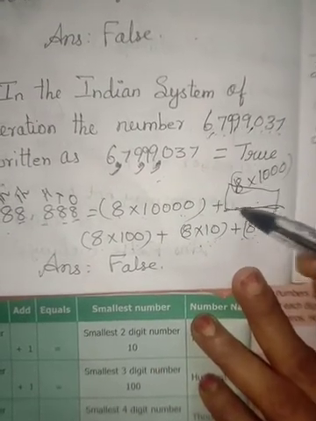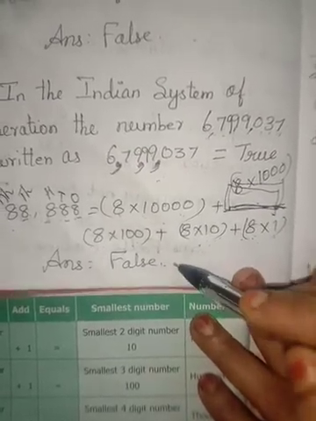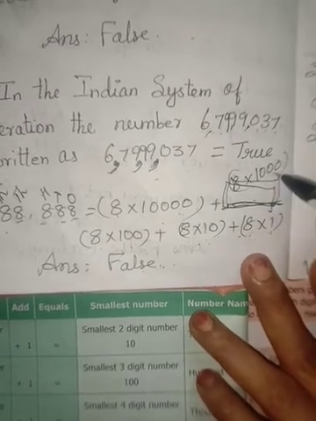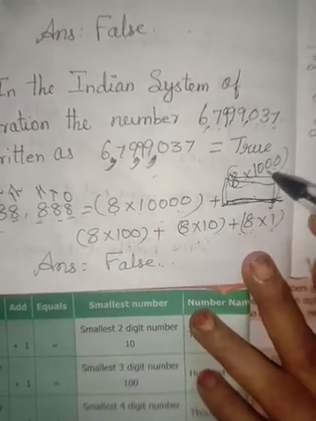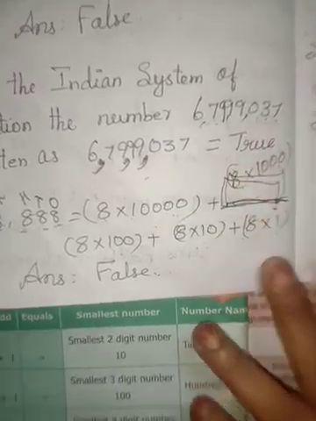Here one term is missing. That's why we can say that the statement is false. What is the missing term? The missing term is 8 into 1000. They are missing the 8,000. So we can say that the expanded form is not true.